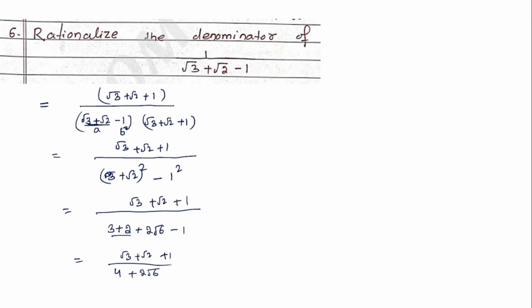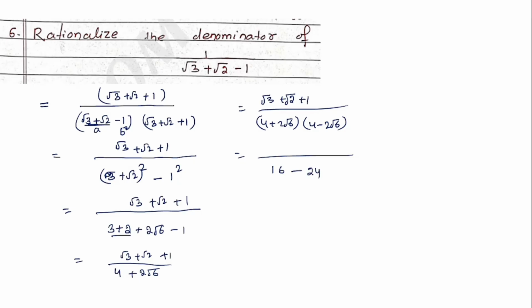Again rationalize, so we multiply root 3 plus root 2 plus 1 divided by 4 plus 2 root 6, whole into 4 minus 2 root 6, yes or no. So put the formula, that is a square, 16, minus b square, so 2 square is 4 into 6, 4 into 6 is 24. Now here is root 3 plus root 2 plus 1, multiplied by 4 minus 2 root 6, so 4 minus 2 root 6.